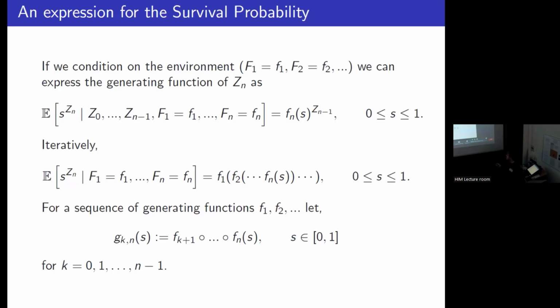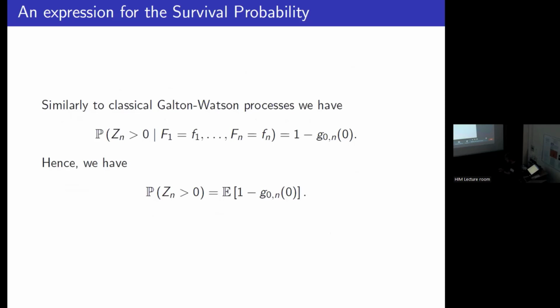So we iterate different generating functions, but it's a nice and convenient way to write the generating function in the nth generation. And we will introduce this function g_kn, which is just starting from generation k to generation n. This is the iterated generating function. If we want to know the probability of survival, we have to evaluate this function at 0. And now, getting back to the probability of survival, we just take the expectation of 1 minus this generating function evaluated at 0.